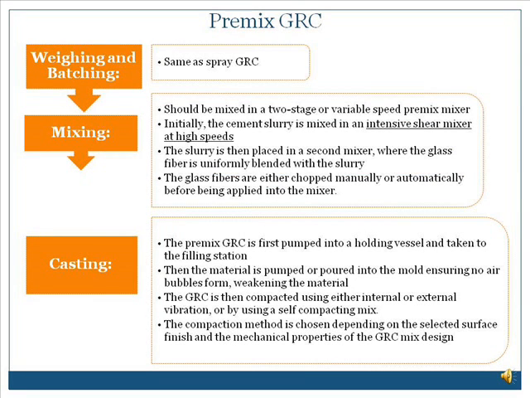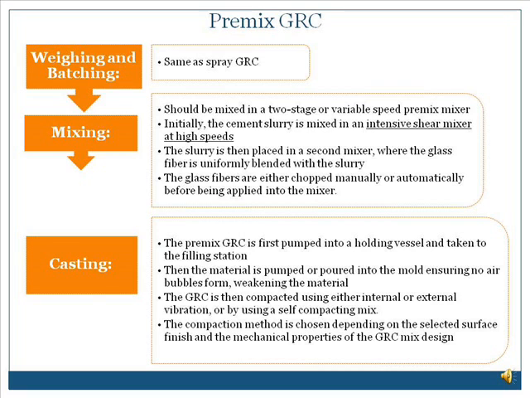The manufacturing process for the premixed GRC starts with weighing and batching, which is exactly the same process as in spray GRC. Next comes the mixing. It's also done by a high shear mixture. However, the mixing in this process is done in 2 stages and at variable speed. The slurry is placed in a second mixture where glass fiber is uniformly blended with the slurry. Glass fibers are either chopped manually or automatically before being applied to the mixture.